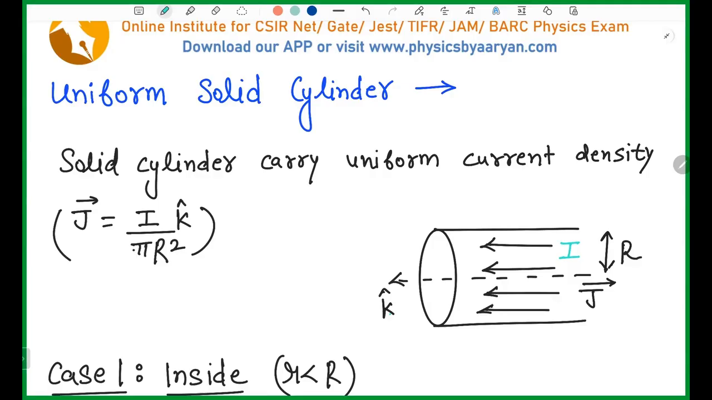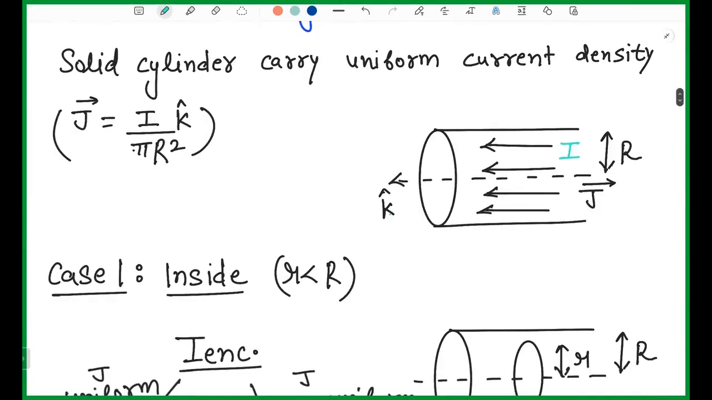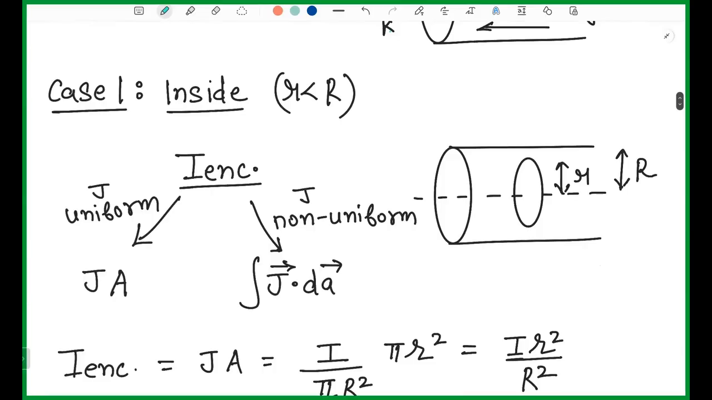Now, first things first, we will find the magnetic field inside. So again, repeat the same step. Consider the Amperian loop, and I need to find the current through it. Okay, the current enclosed. The total current in the cylinder is I, and I want to know how much current is flowing through this small loop. The total current through this bigger cross section is I, but I want to know how much current is flowing through this smaller loop.